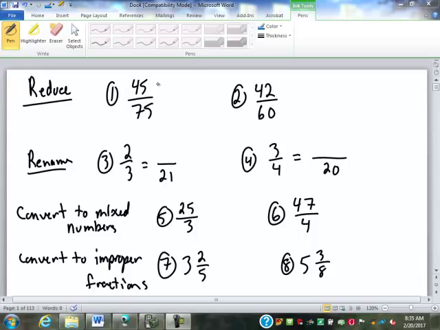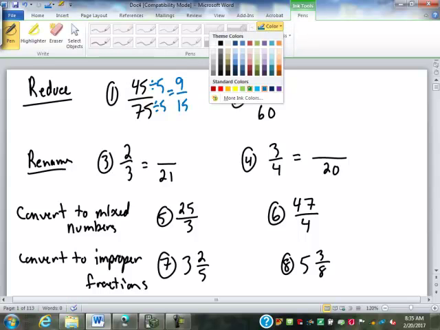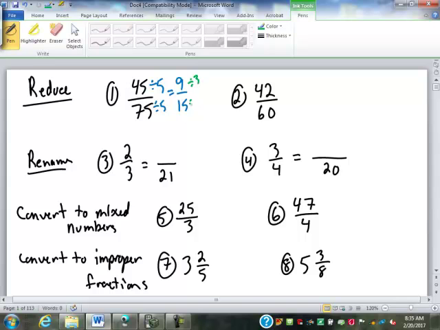So for number one, we're reducing here. What can both 45 and 75 be divided by? 5. So 45 divided by 5 is 9. 75 divided by 5 is 15. They can still both be divided by 3. So we get 3/5.